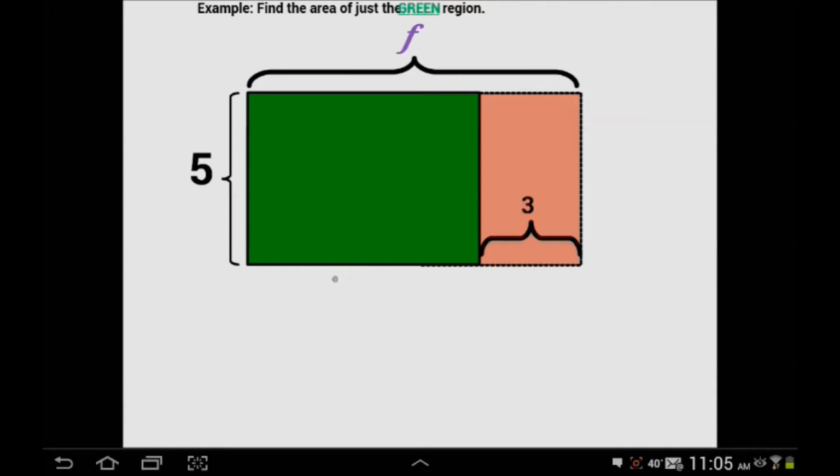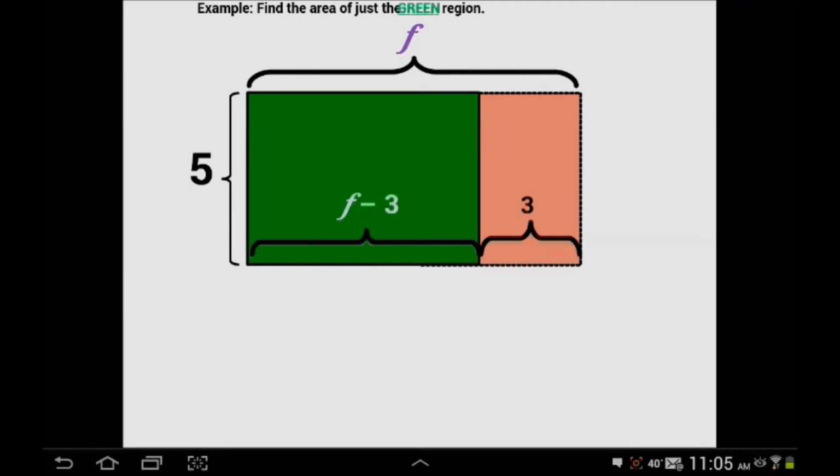So this region will be the difference of f and 3. So difference means what? It means subtract. So you're going to write f minus 3. So this region right here represents whatever f is minus 3. So for instance, if f is 10 units, if from here to here is 10 units, well then this region will be 10 minus 3, which is 7.